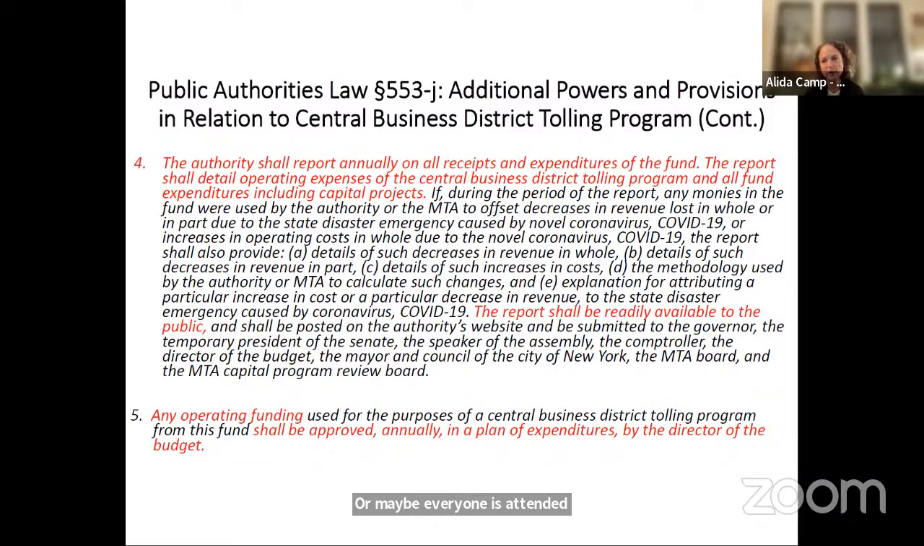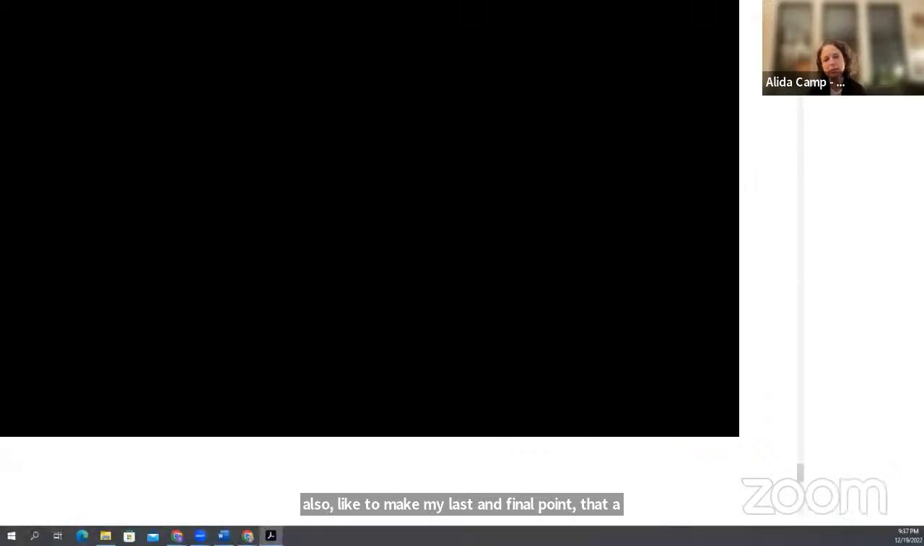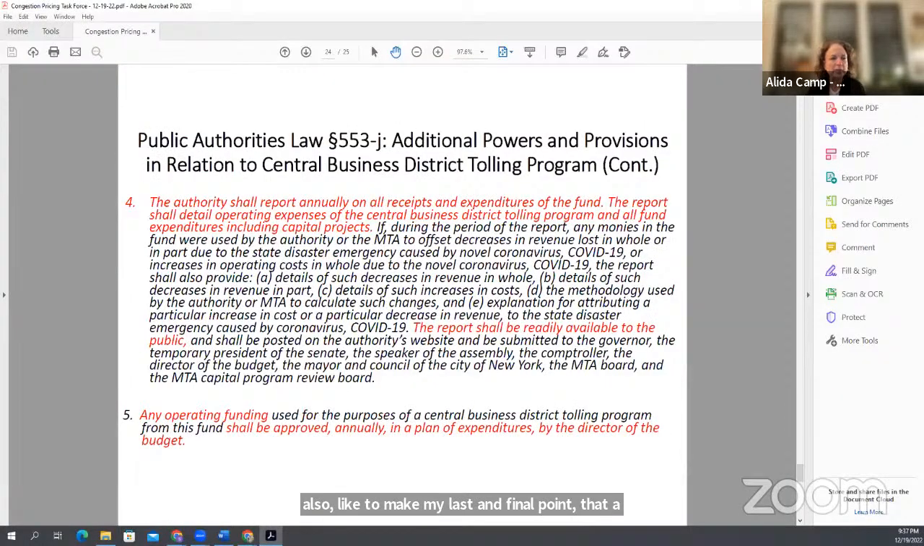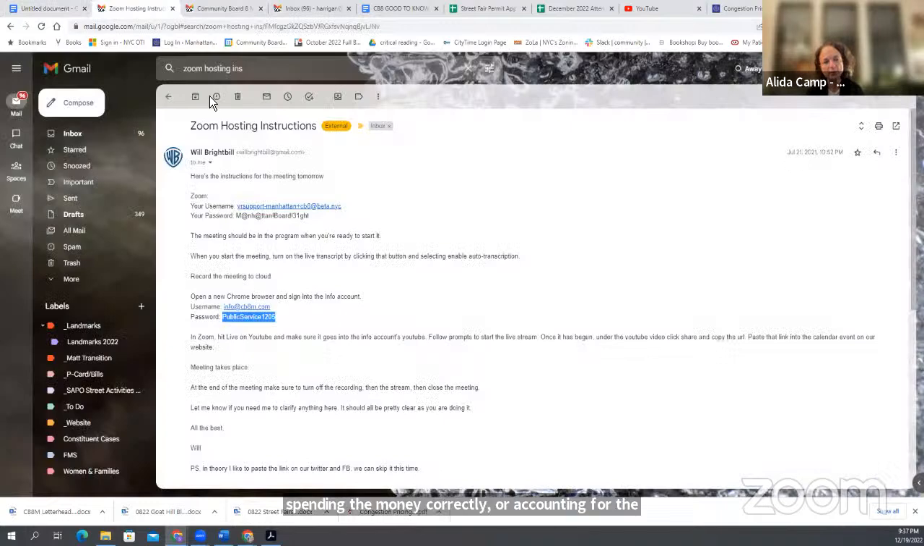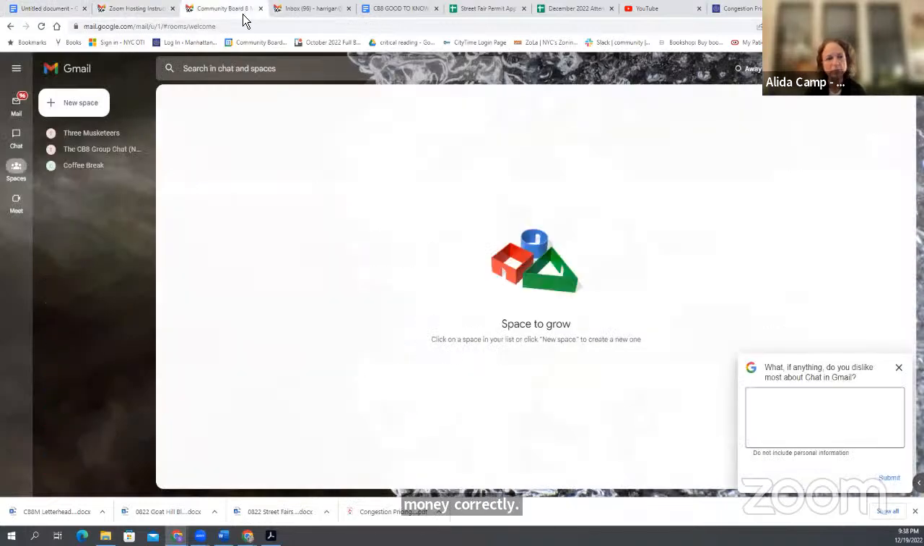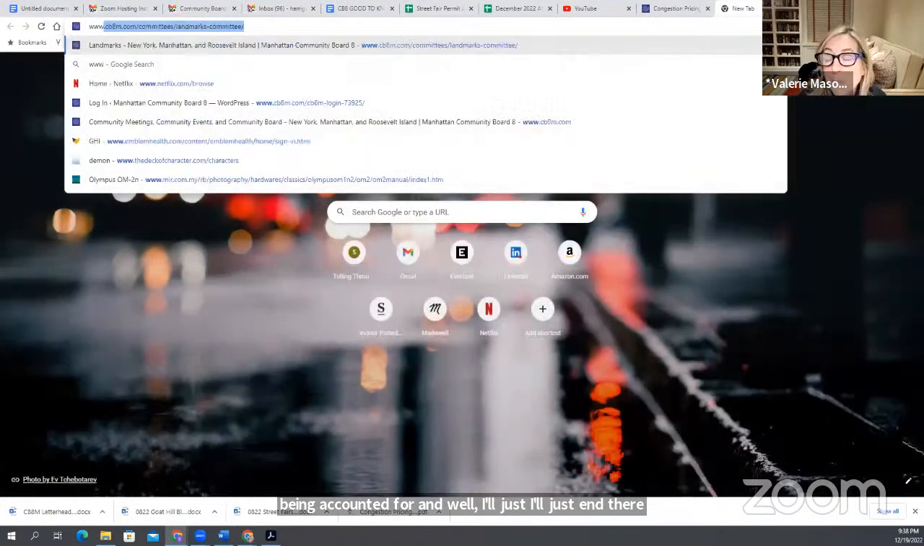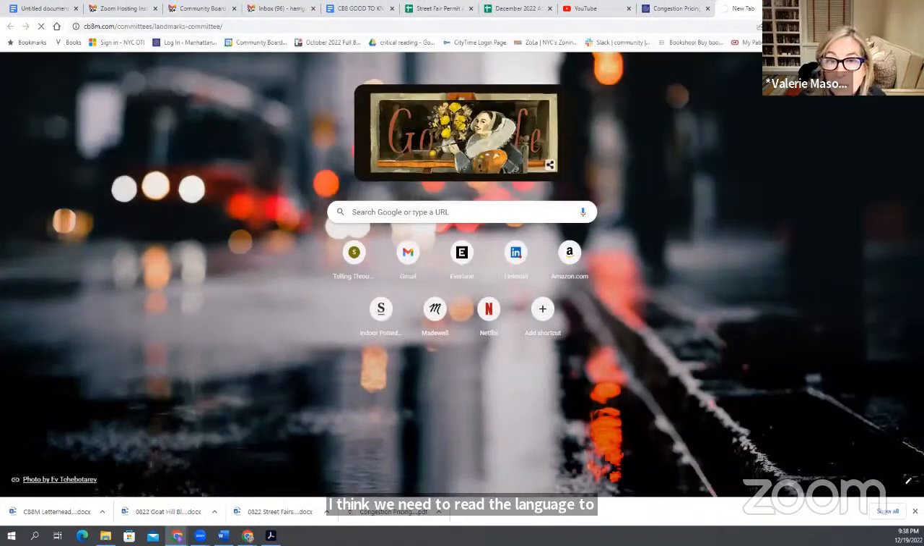I'd also like to make my last and final point that a lockbox in itself does not guarantee that they're going to be spending the money correctly or accounting for the money correctly. They're two separate things. One is money coming in and being secured, and the other one is money going out and being accounted for. And well, I'll just end there. I think we need to read the language to have a better idea of that, to be honest.